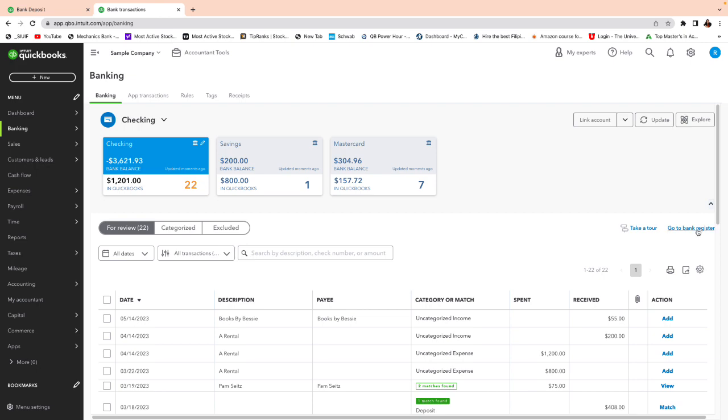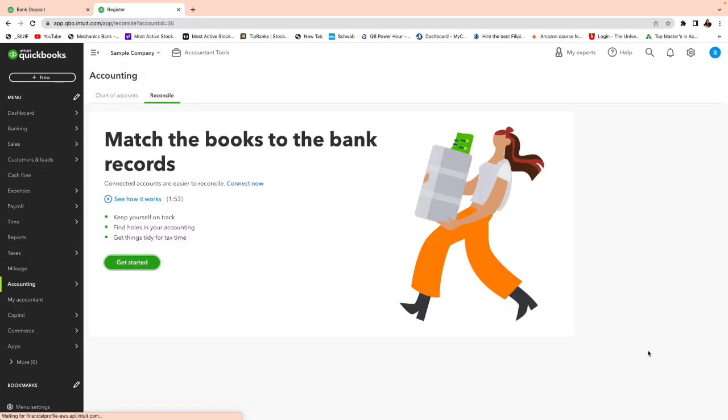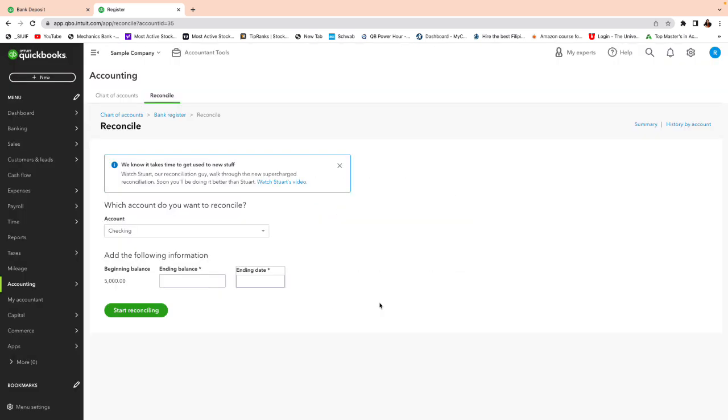So you can go to bank register from here and then reconcile, or you can click on accounting, chart of accounts, and then reconcile, right? So reconciling it is very important. Now, one more thing that I wanted to let you know: if the account is reconciled, you want to make sure that every transaction is accounted for and there's nothing left out.